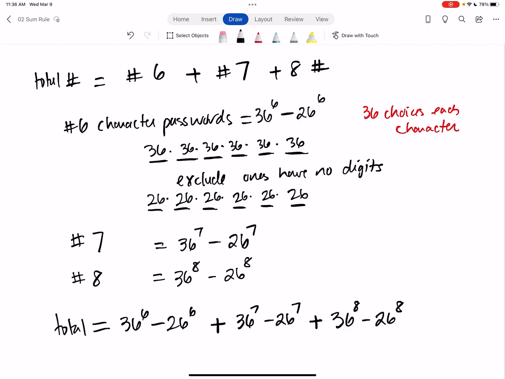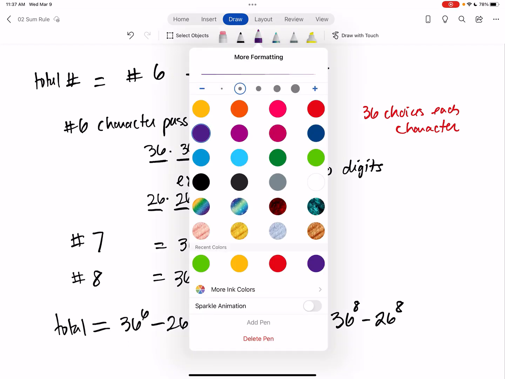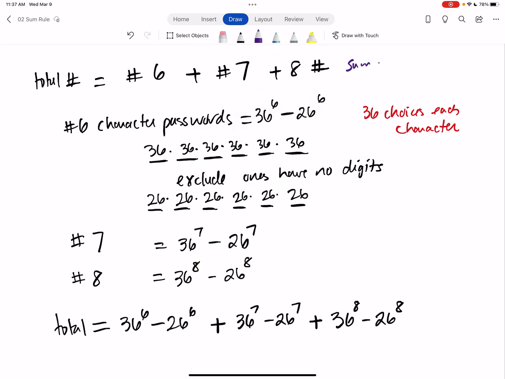So notice I had to use the sum rule because I said the word or, 6 or 7 or 8. And I used the multiplication rule here, the product rule, to get the number of passwords for each spot.